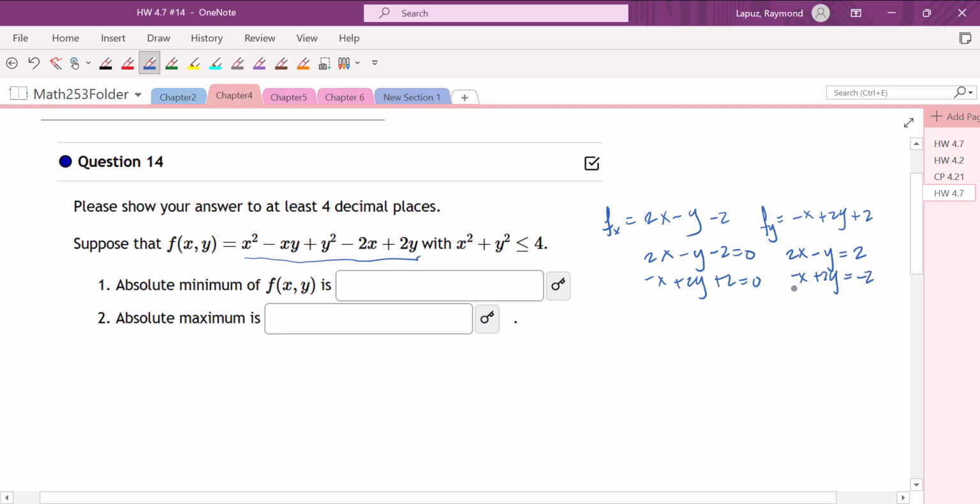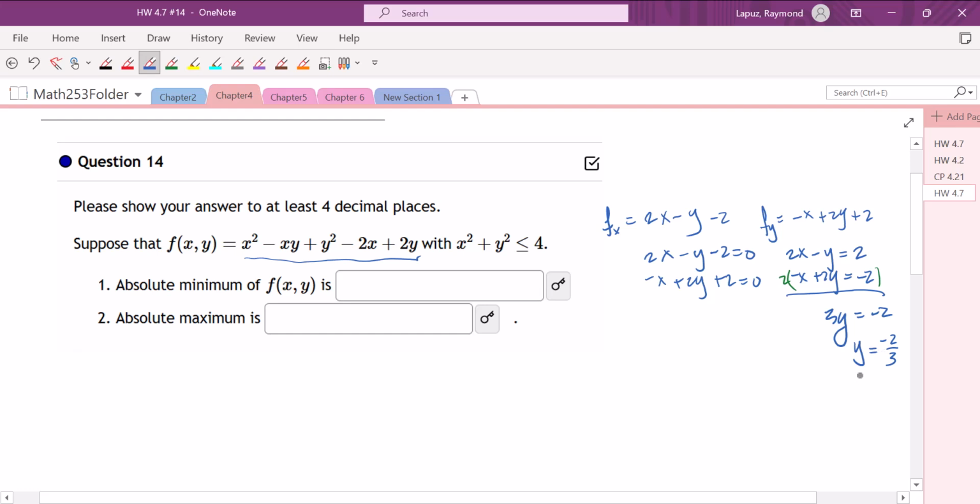I probably want to multiply the second equation by 2 so that the x's would go away. This is a negative y plus 4y, so that's going to be a positive 3y, equal to, if we add, 2 minus 4, so that's negative 2. So y looks like it'll be negative 2/3.